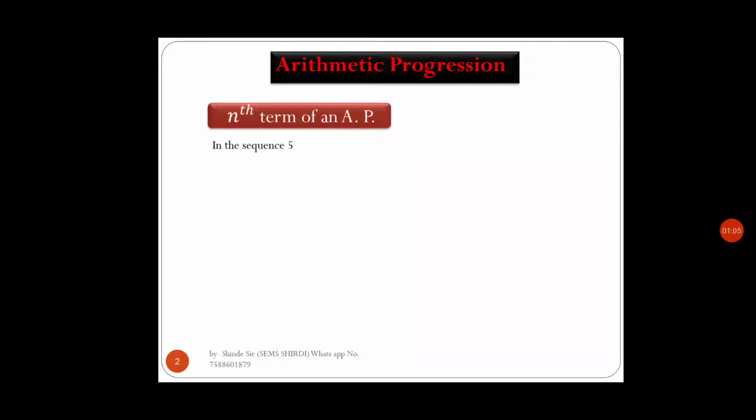Now we see one example. In the sequence 5, 8, 11, 14, the difference between two consecutive terms is 3. Hence, the sequence is an AP. In this sequence 5, 8, 11, 14, the difference between two consecutive terms is 3. This sequence is an AP.